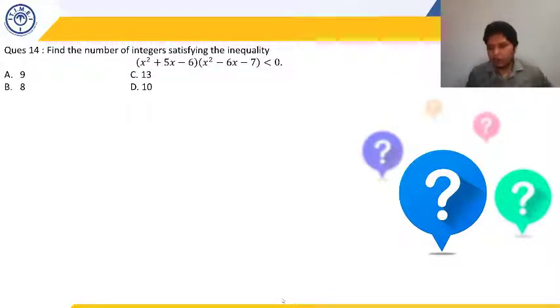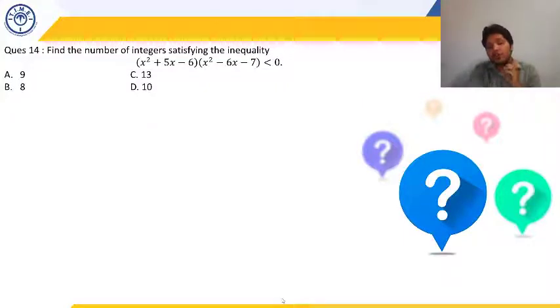Okay. So let's just start solving this question. Find the number of integers satisfying the inequality. So what is the inequality given here? (x square plus 5x minus 6)(x square minus 6x minus 7) should be less than 0. So this is quadratic into quadratic form. In the previous question it was quadratic upon quadratic form, and here it is quadratic into quadratic form.